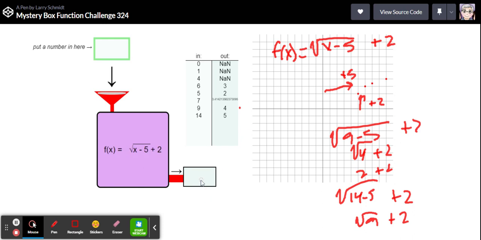Let's go ahead and take a look. Yeah, the square root of x minus 5 and then plus 2, and we can graph that as well. Yeah, so that typical tapering curve of the square root function just been moved to the right and up a couple.